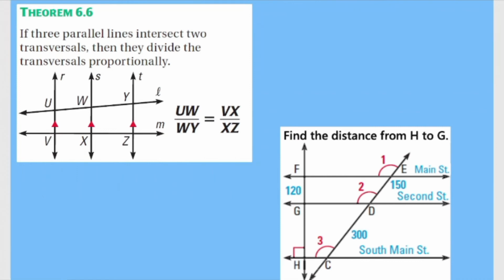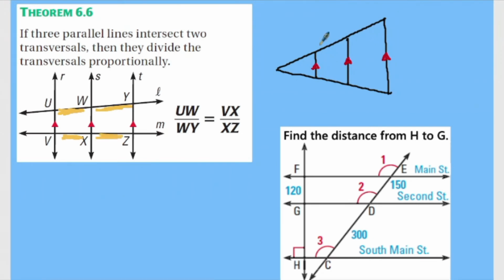Theorem 6.6 doesn't even look like a triangle thing, but I guess if you drew it a little differently, it could. It's talking about what happens when we have three parallel segments, but it's maybe not always drawn to look like a triangle. Well, this theorem says that as long as those are parallel lines, then you're going to come up with proportional segment lengths here. UW is to WY as VX is to XZ. Or on this triangle picture would be this length is to this length as this length is to this length. And our previous theorem would say that these are also proportional.